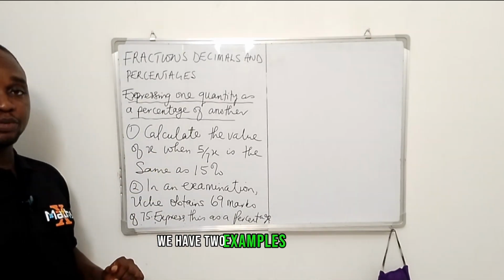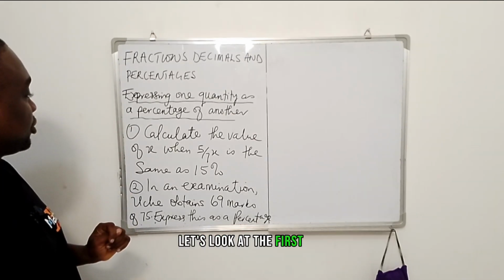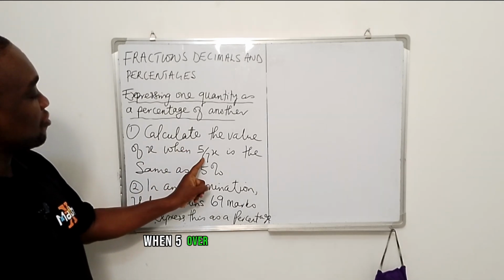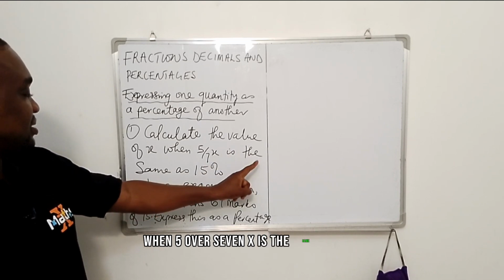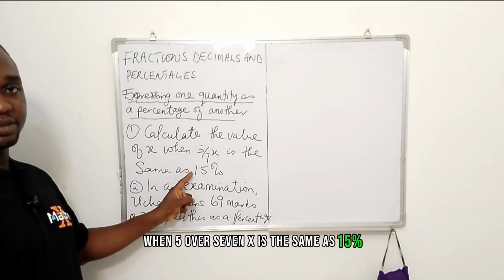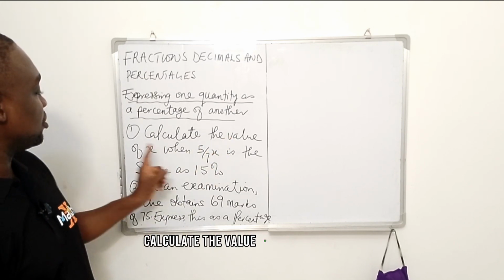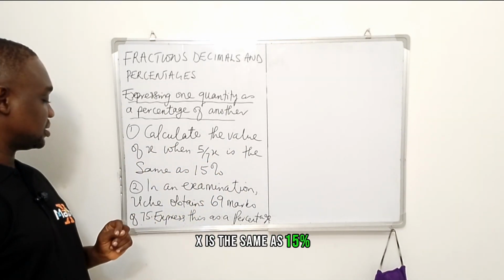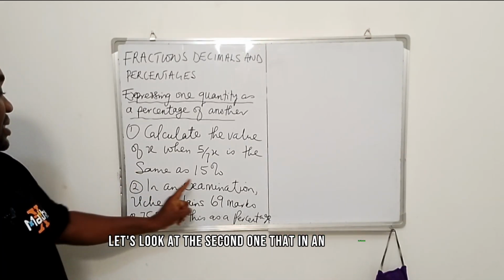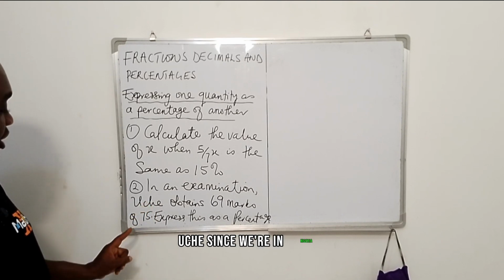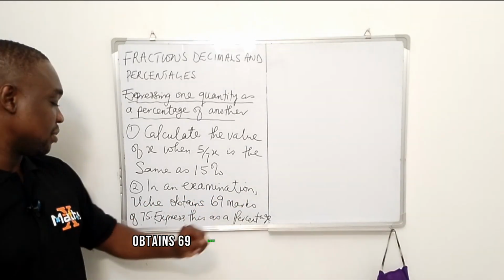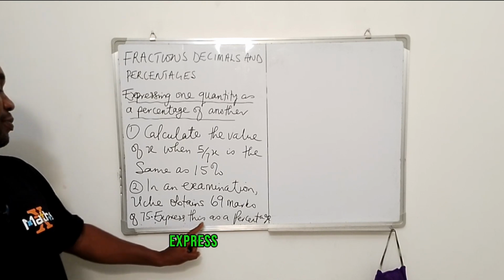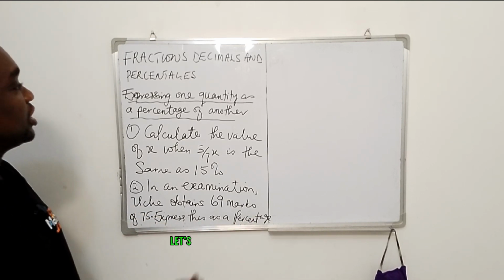So my dear students and viewers, for our next unit, expressing one quantity as a percentage of another, we have two examples here to try. Let's look at the first one: calculate the value of x when 5 over 7x is the same as 15%. Let's look at the second one: in an examination, Uche, since we're in Nigeria, obtains 69 marks of 75. Express this as a percentage.